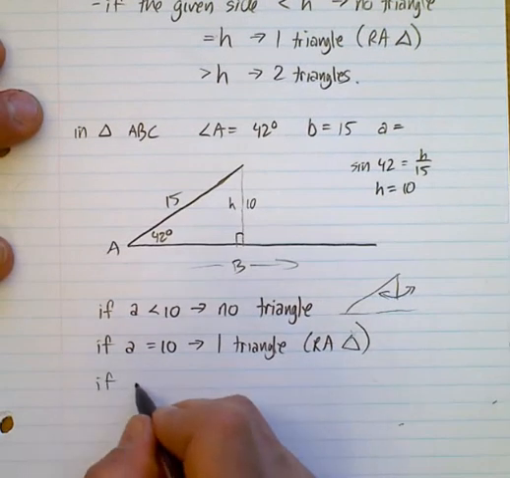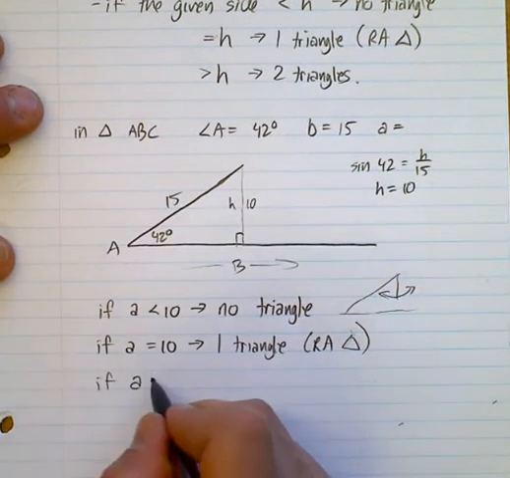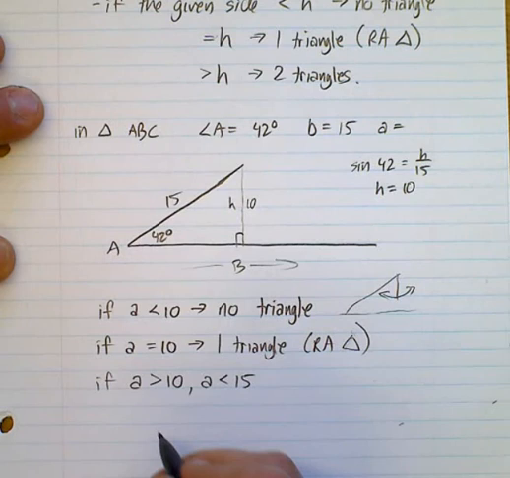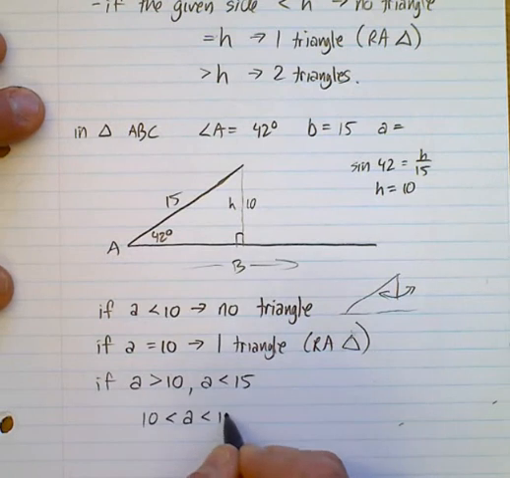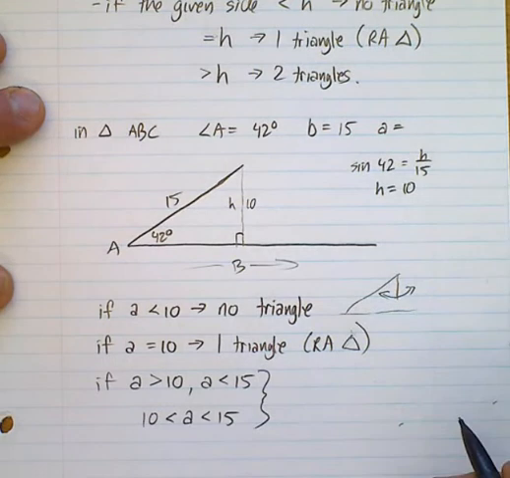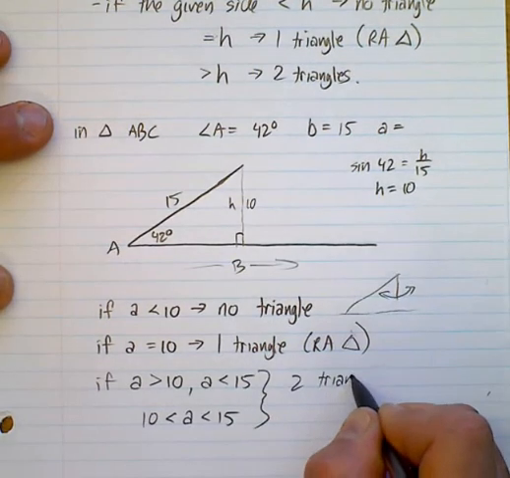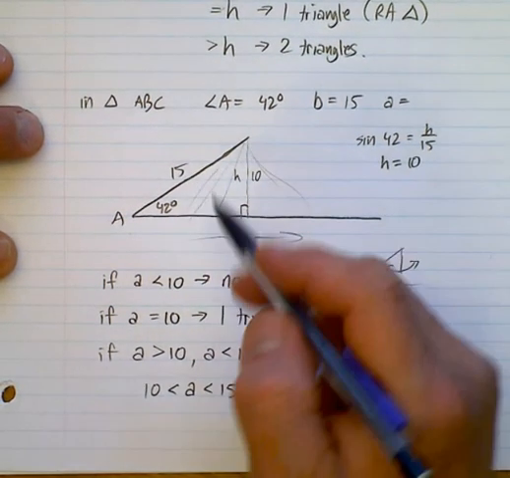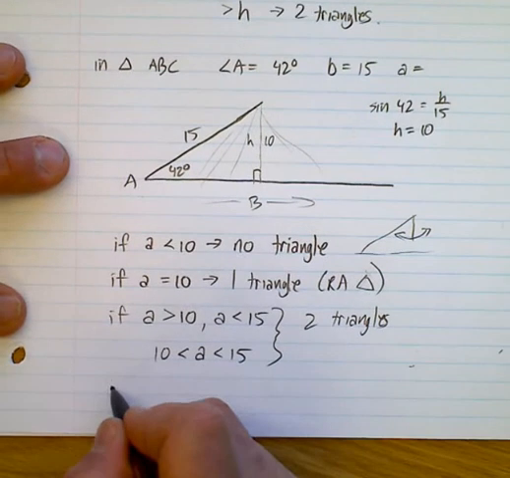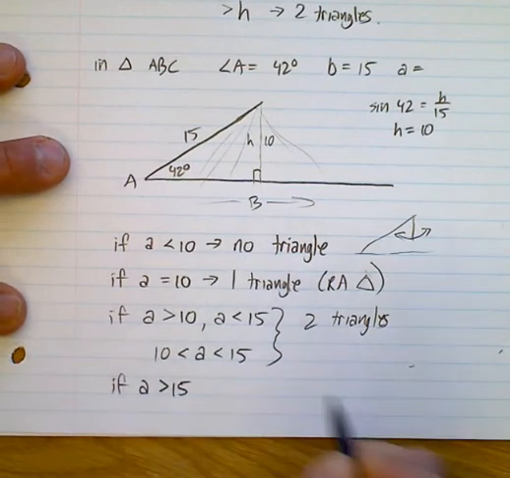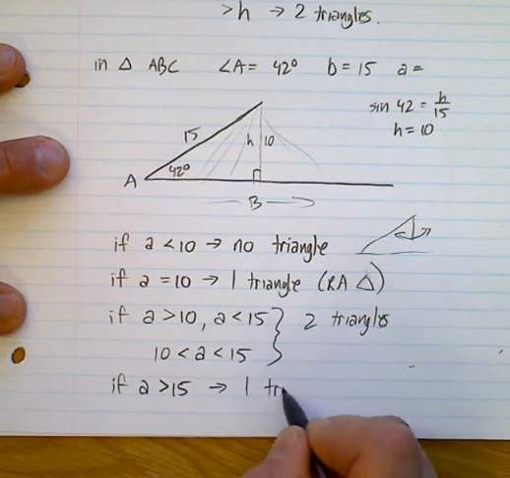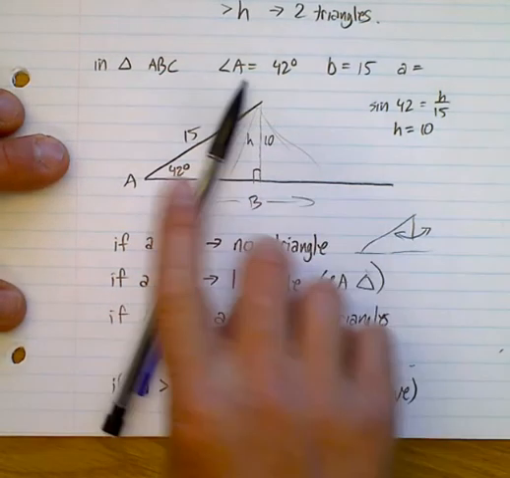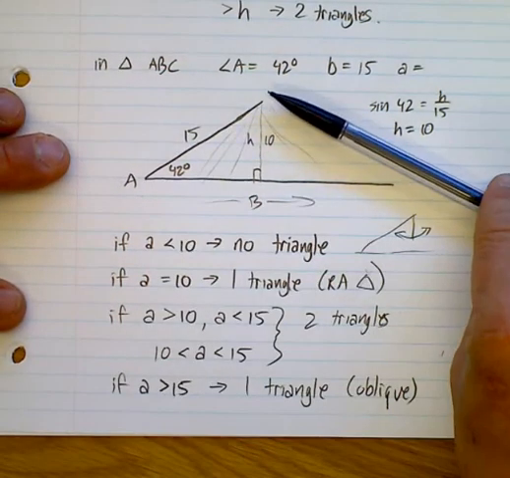If A was greater than 10, but A was also less than 15, we can write it like this. Then we have two triangles because this is where you're squeezing it in. 11, 12, 13, 14, whatever. And then if A was greater than 15, you again have one triangle, and it would be an oblique one because it wouldn't fit under here anymore, so you'd have to go out to this side and make it nice and big.